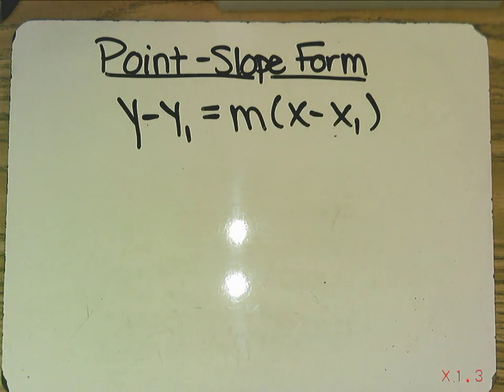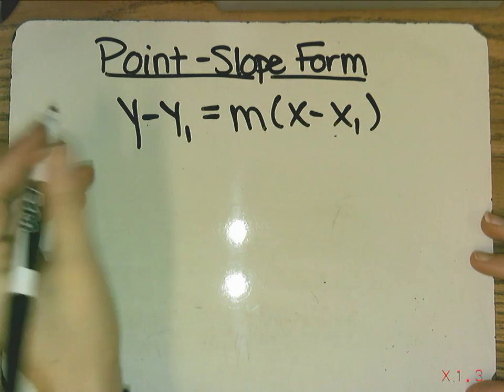Now we're going to take a look at writing an equation in point-slope form. So rather than being given the equation and having to pull out the pieces to graph the line, we're going to be given the pieces and we're going to have to put them together to put them into point-slope form.